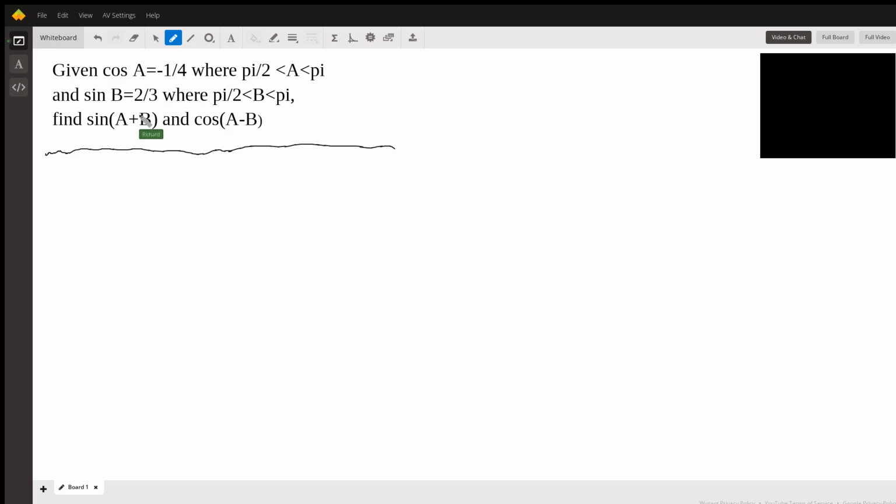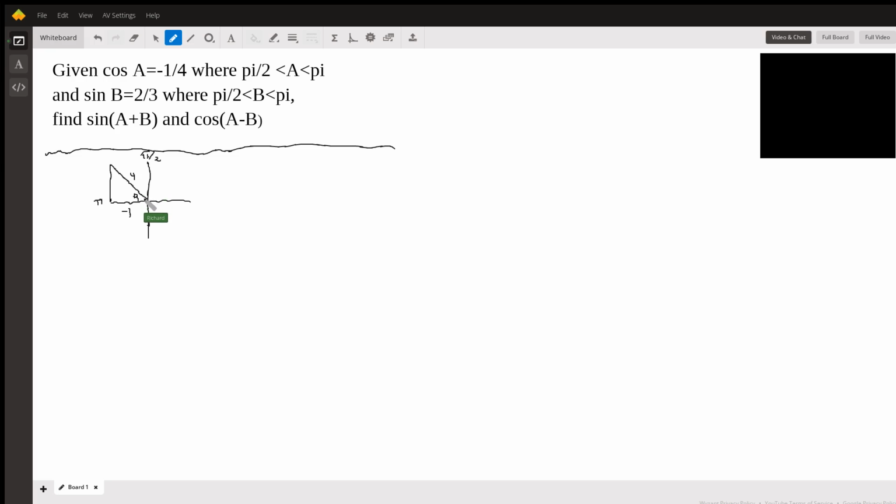First of all, I think we want to do some diagrams here. We have an angle called A. It's in the second quadrant because this is pi over 2 here, and here's pi here. So it's between pi over 2 and pi, so it's in the second quadrant. Let's draw that angle A. And the cosine is -1 over 4.